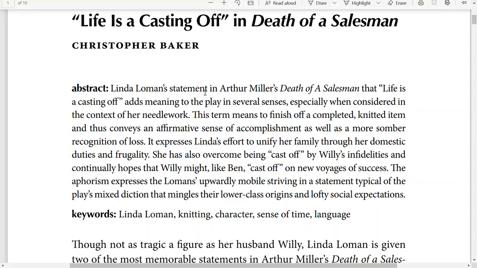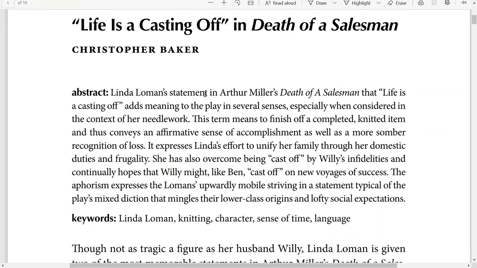Now, let's have a look at another text here. Okay, this is an essay on Death of a Salesman by Arthur Miller, written by Christopher Baker. As you see, "Life is a casting off" in Death of a Salesman. The title also explains things about your essay.